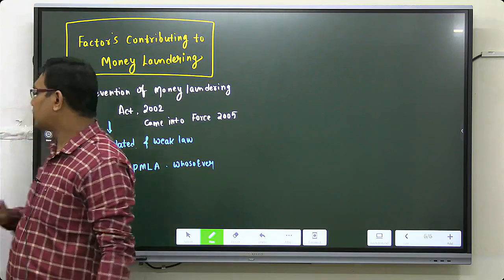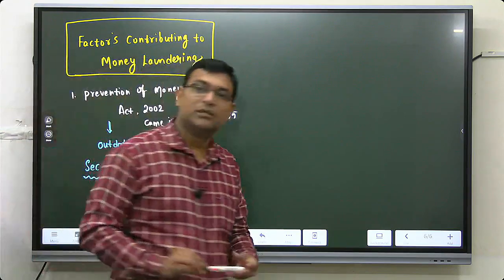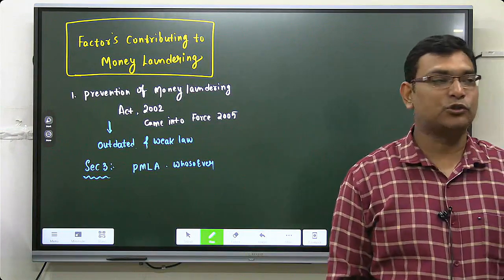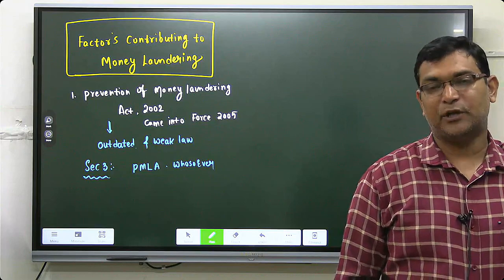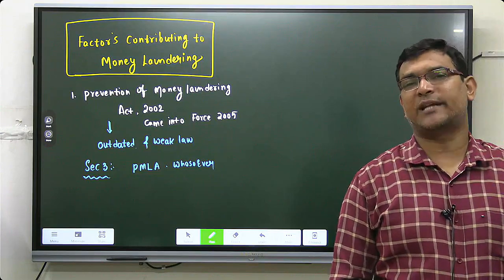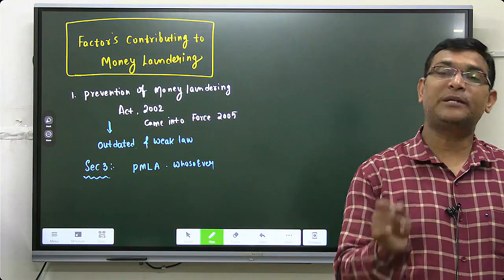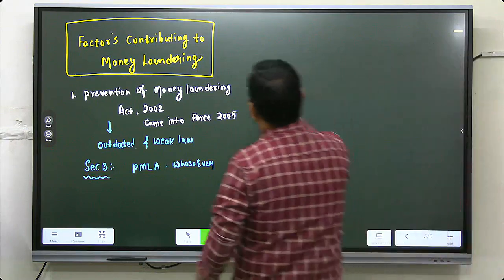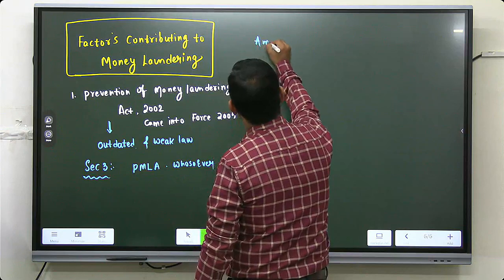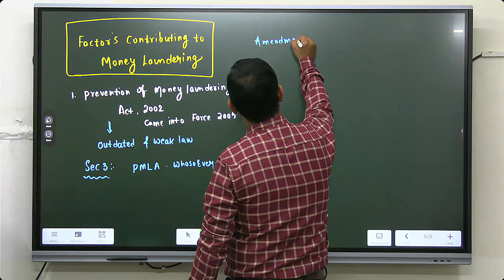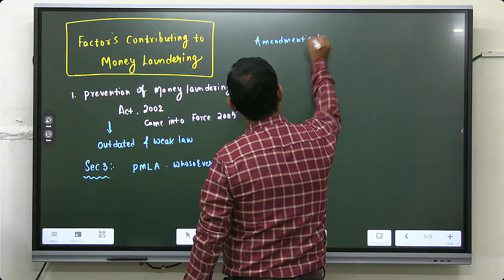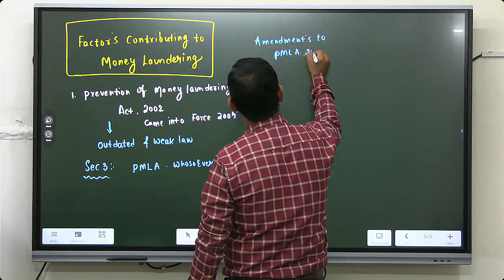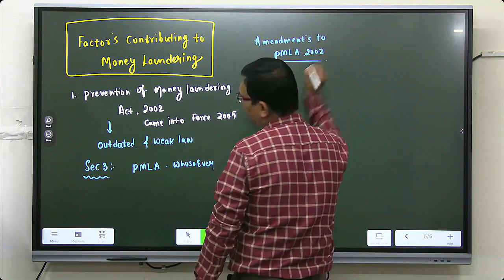Now what happened? These were the definitions that were given, but certain changes were made after a long time. The Act was 2002, and in 2005 it came into force. In 2008 and 2018, some amendments were made to the Prevention of Money Laundering Act. Okay, so some amendments were made. So what was an amendment?